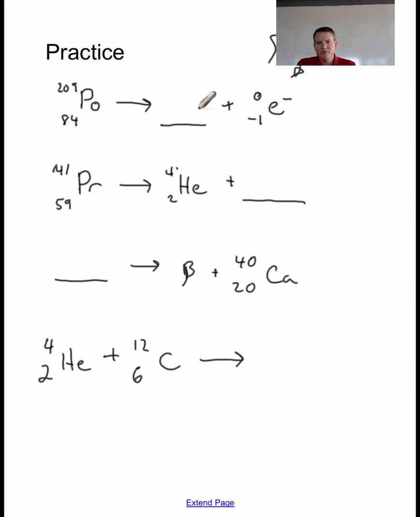Well, -1 plus what equals 84? That's got to be 85, right? 85 and -1 is 84. Element 85 is astatine, so this would be At. And then up on top, it's just 209 because 0 plus 209 equals 209. So that equation represents the beta decay of polonium-209.